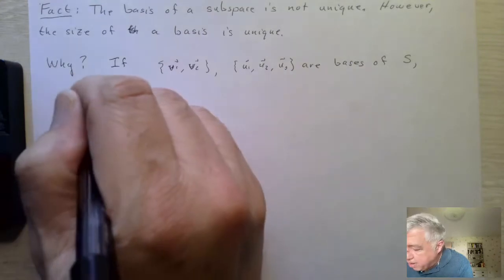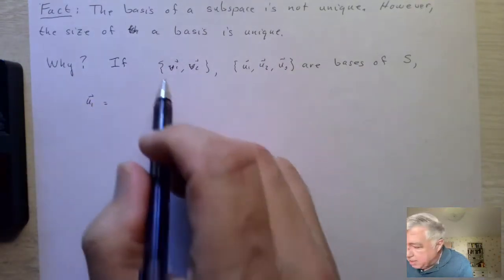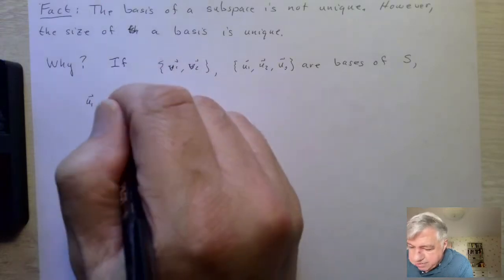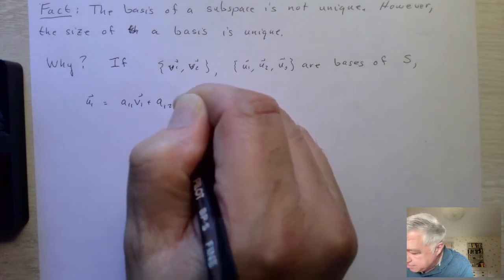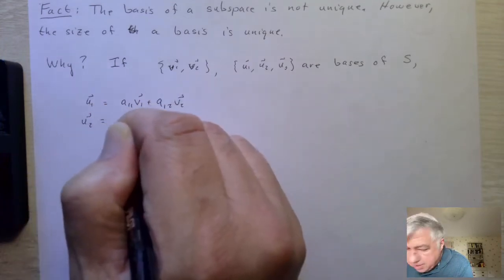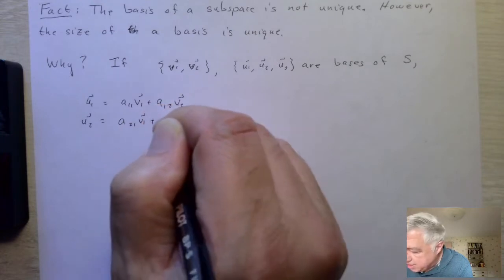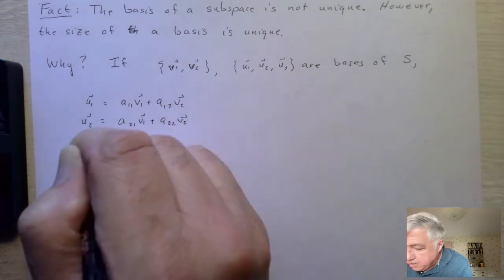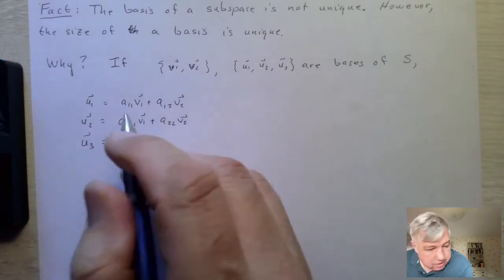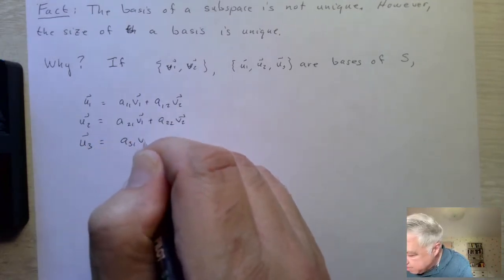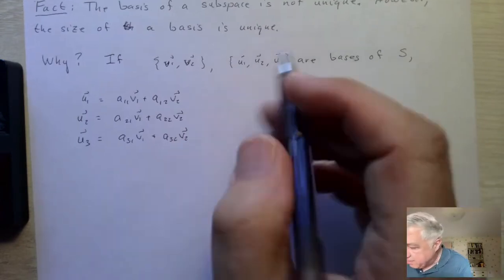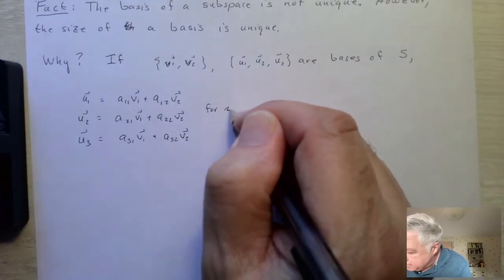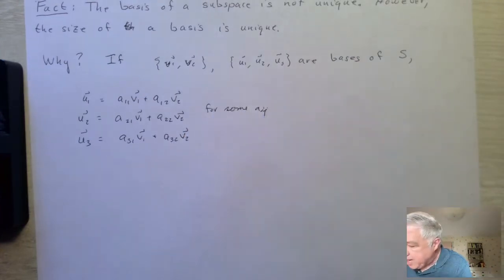So in particular, u1 is going to be something times v1 plus something times v2. So we'll say a11 v1 plus a12 v2. And u2 is a21 v1 plus a22 v2. And u3 is, say, a31 v1 plus a32 v2, for some real numbers aij.